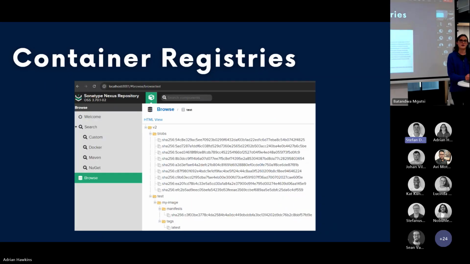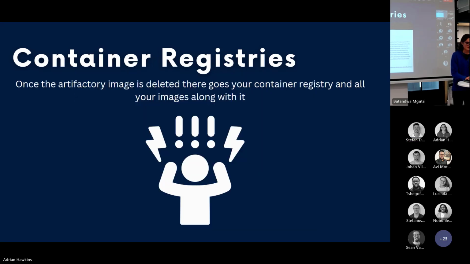Now, over here, you can see I've got a locally hosted Artifactory. And over here, you can see that I built a simple Docker image and pushed it here, all hosted within my local machine, all from within a Docker container. But once the Artifactory image gets deleted, this means that your container registry and all of its images are all gone along with it.